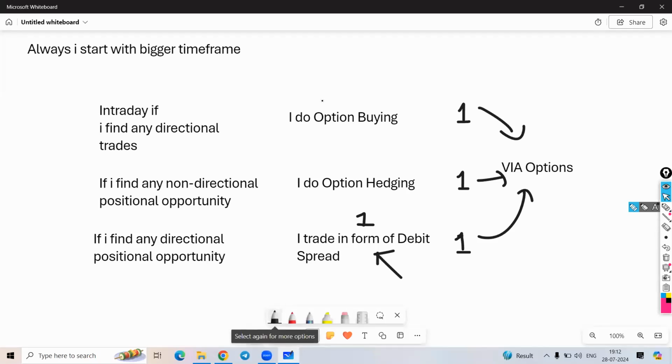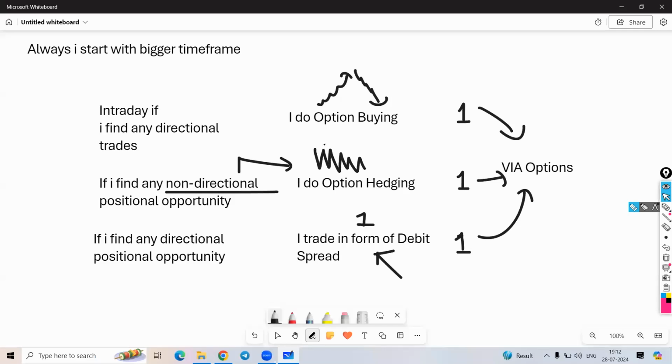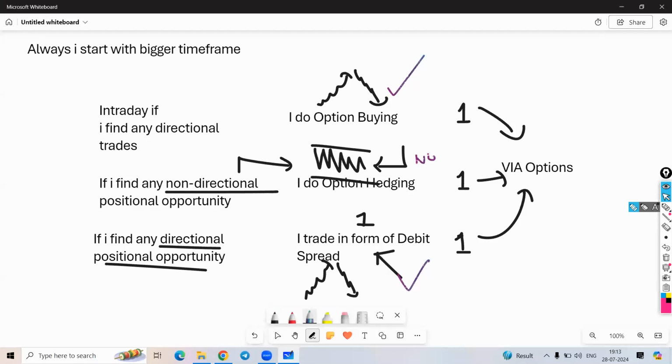So first, option buying: what do I want? I want to find direction. For non-directional, what do I want? I want to find the range where the market can do its activity. So as long as it is inside the range, I am making money. Now for a directional positional opportunity, again I am doing it with option, call and put option only. Here again I want direction. So the basic funda is clear. Direction, direction, non-direction.